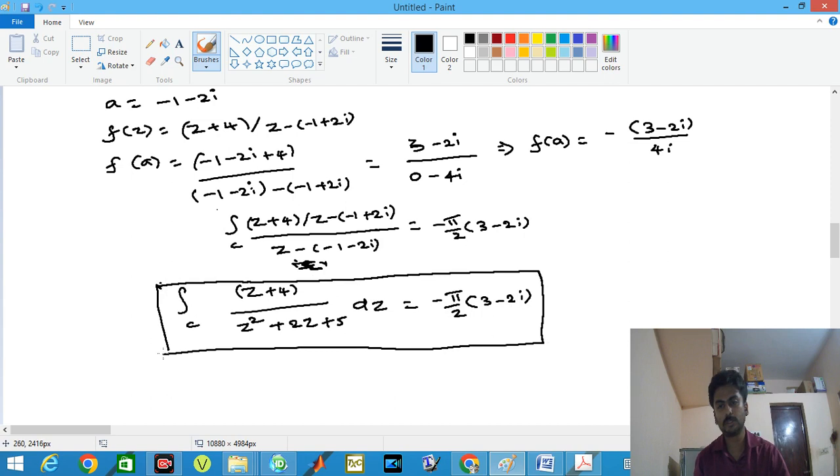I hope you all understood the problem. This problem is very important. It may be asked in a 14 mark question also, but most probably you will have it in a 7 mark problem, but it is a very important problem.